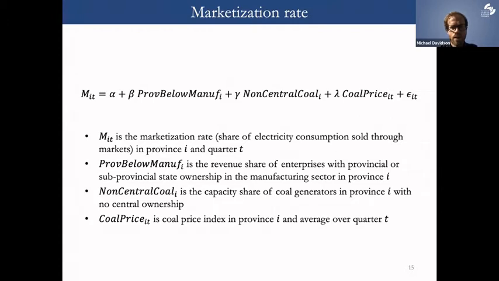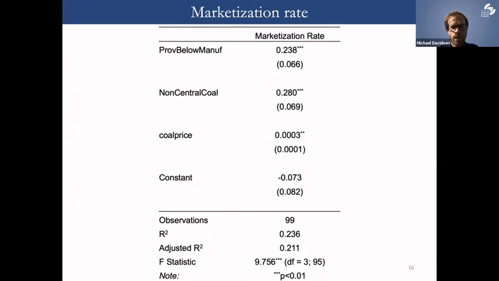And then we're also looking at the shares of coal generators that are not owned by the central state, so that would be province or lower, or private firms. And what we find is that local ownership on both the producer and the consumer sides tends to increase marketization, in line with our hypothesis that we're reducing coordination costs and creating more alignment between the decision makers, the government, and the affected entities. And we find this to be statistically significant.